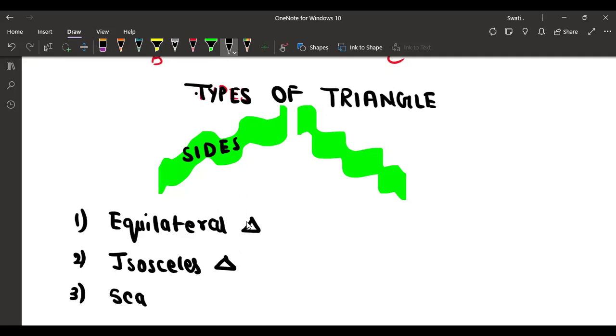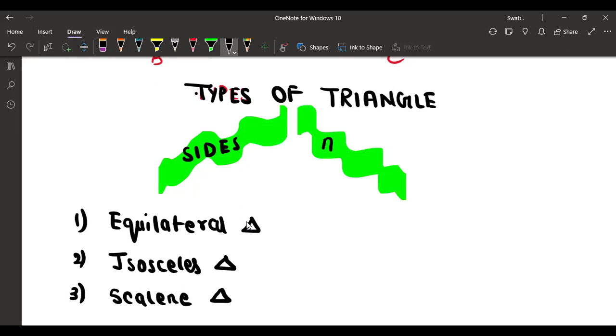And the last one is a scalene triangle. I'm not writing the word triangle, I'm just drawing the symbol to save time. So what is the scalene triangle? Nothing is equal. All the sides are different. Clear?